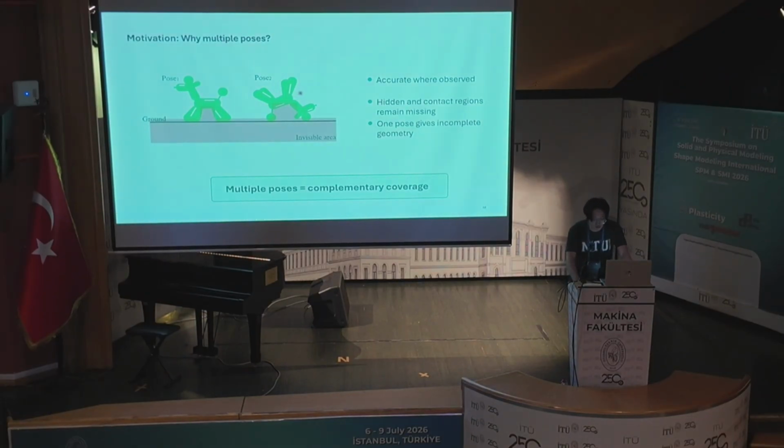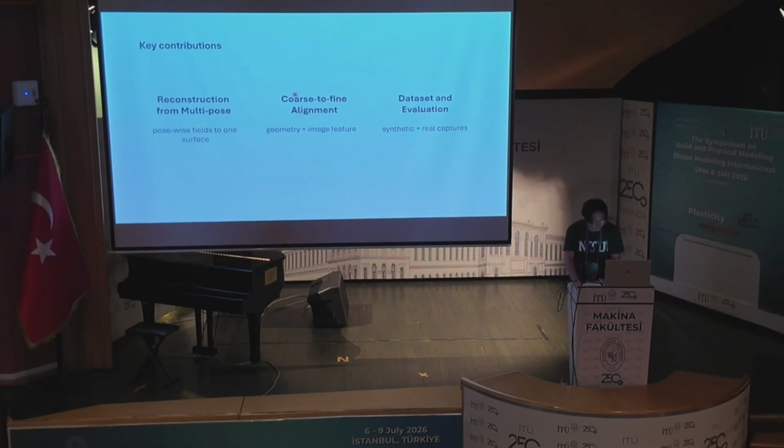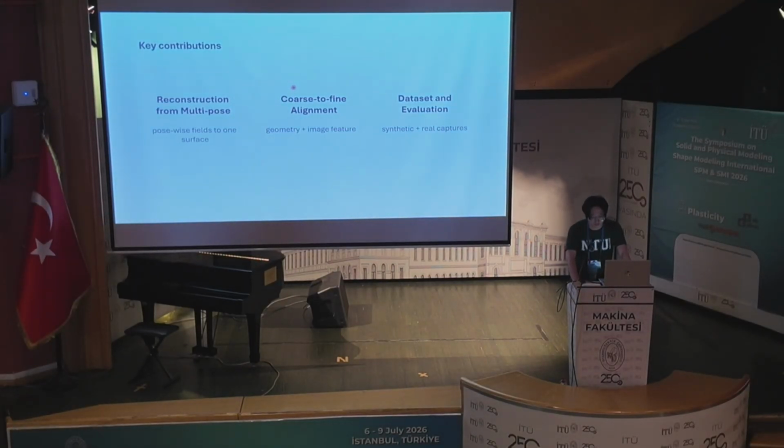This gives us the information needed to reconstruct a complete object. So the main challenge is then no longer only reconstruction itself. Now it is how to automatically align the neural surfaces reconstructed from different poses and fuse them into one coherent model. So here comes our method, PoseFusion. It has three main contributions. First, it formulates the problem of reconstructing one complete neural implicit surface from multi-pose, multi-view captures. Second, it proposes a coarse-to-fine registration pipeline. We use oriented bounding box, OBB in short, SDF values, and image features to register separate neural implicit surfaces.